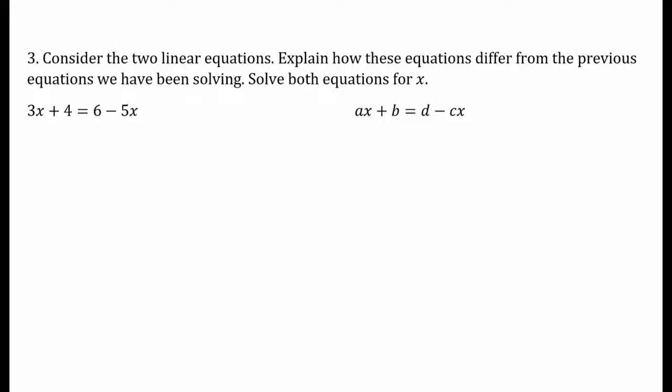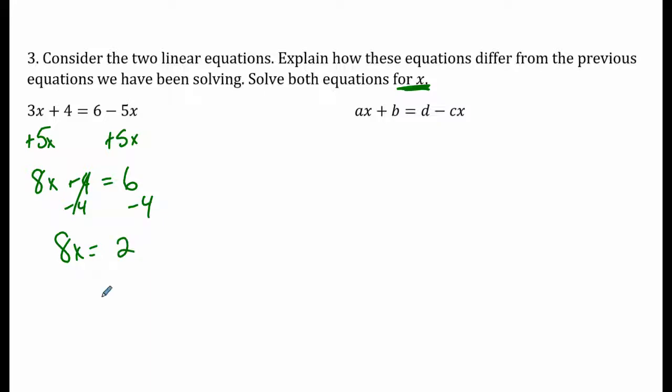Consider the two linear equations. Look how they're different than the other ones. There's x's on both sides again. Solve for x. Get x all by itself. So let's see what we do here. Maybe we add that 5x to this side, where I get 8x plus 4 equals 6. I'm going to subtract 4 from both sides. 8x equals 2. Divide by 8. x equals 1/4.